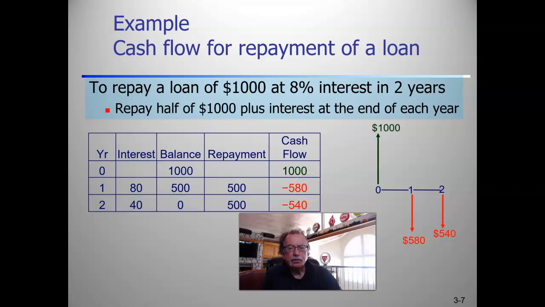Now for year 2, we only have a balance on the loan of $500. And so we pay 8% on that. Our interest for year 2 is only $40, 8% times 500. So our payment for year 1 is $580. Our payment for year 2 is $540. And this is how these are the cash flows associated with the payment of the loan.